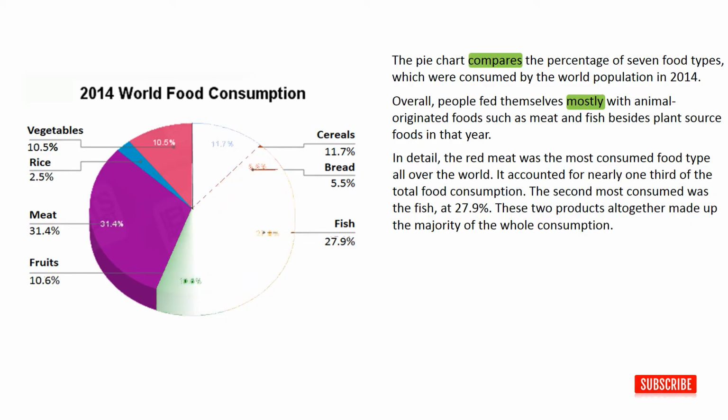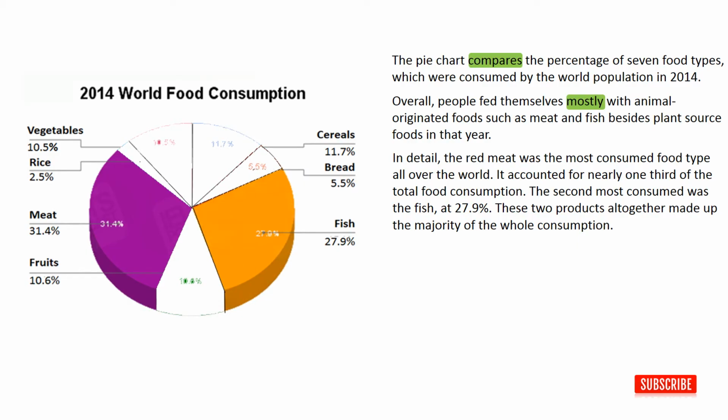In detail, the red meat was the most consumed food type all over the world. It accounted for nearly 1/3 of the total food consumption. The second most consumed was the fish, at 27.9%. These 2 products, altogether, made up the majority of the whole consumption.